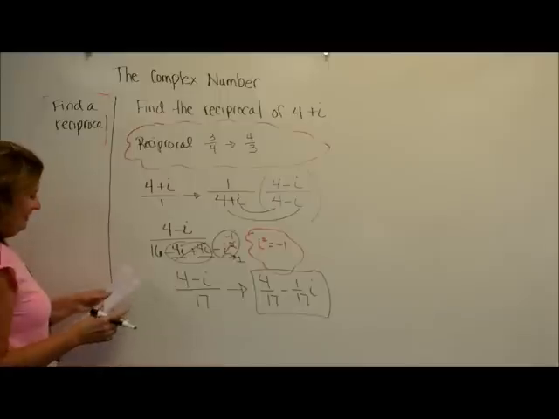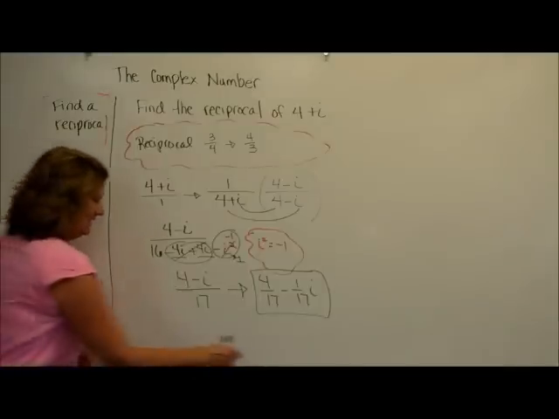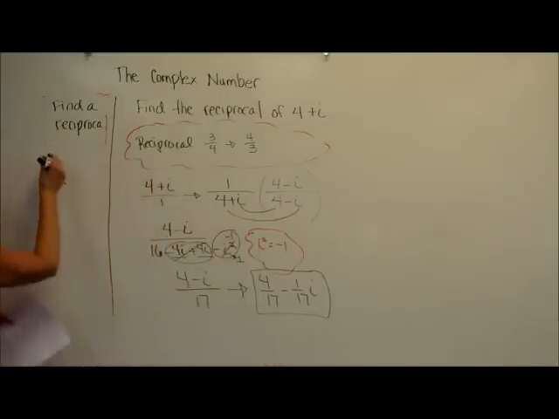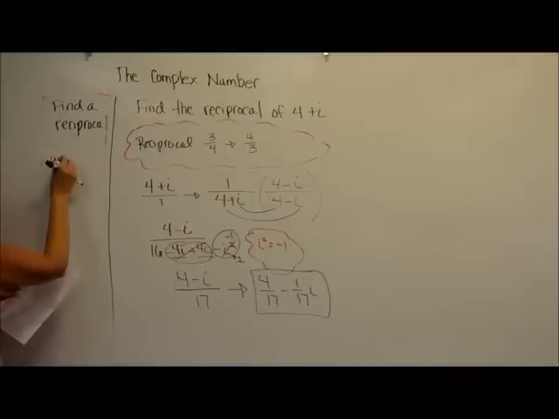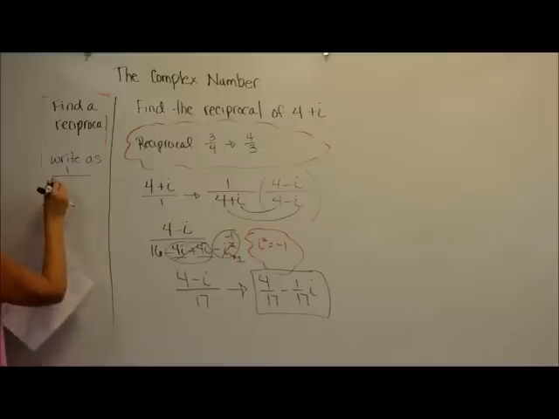So that is it. Let's write some steps here. I always forget these. Write as 1 over the complex number.